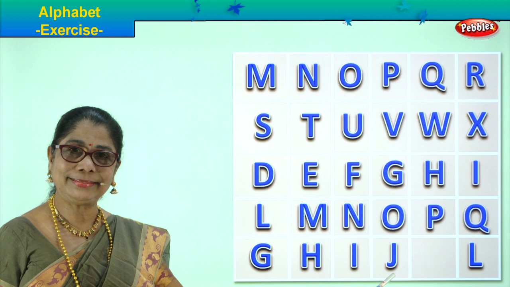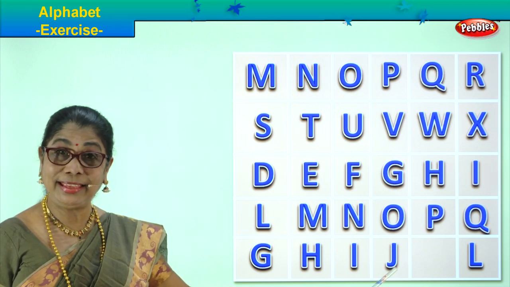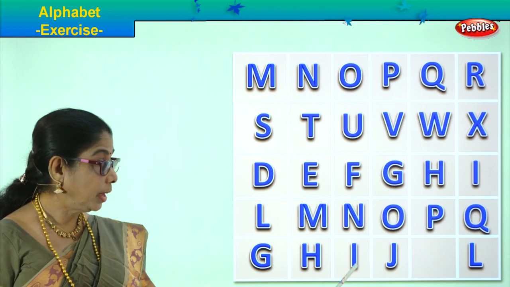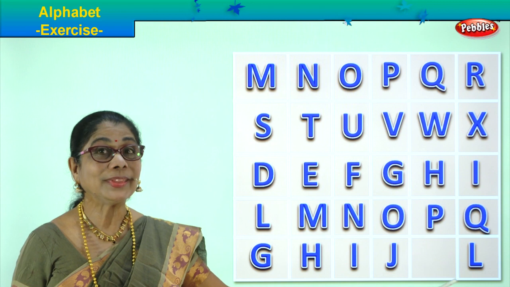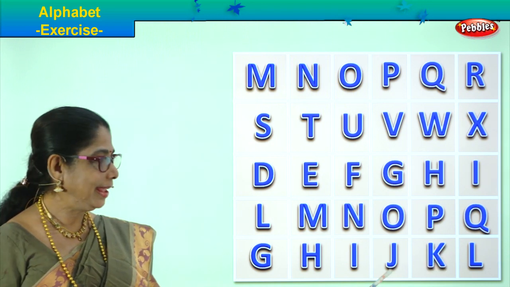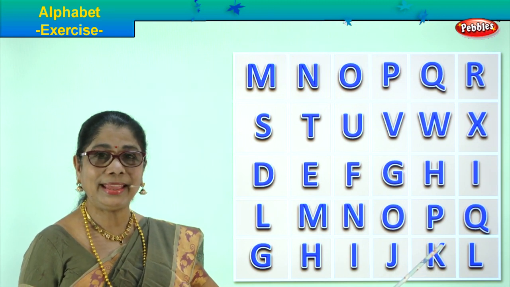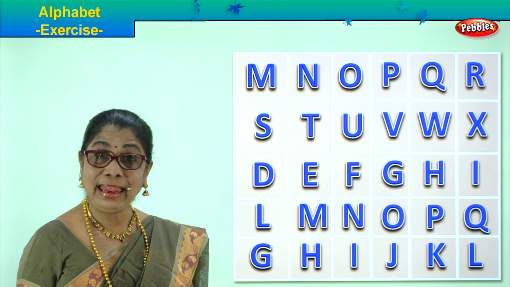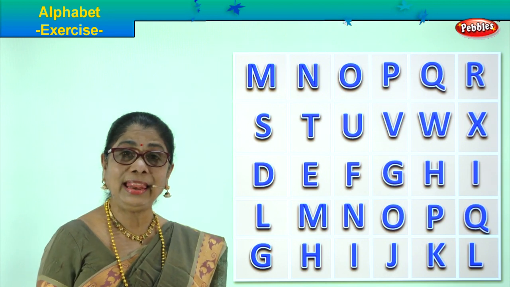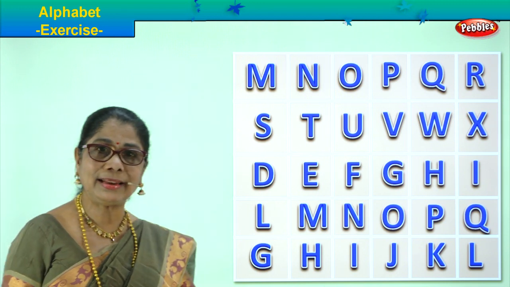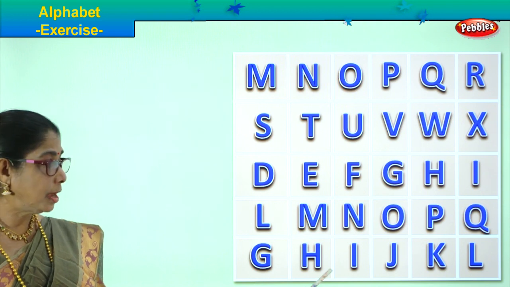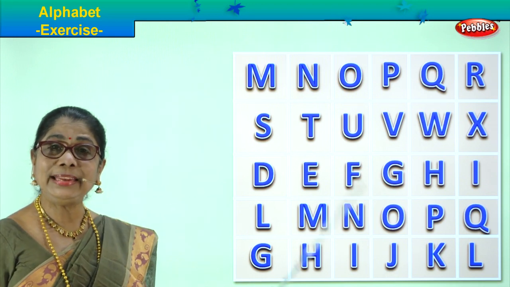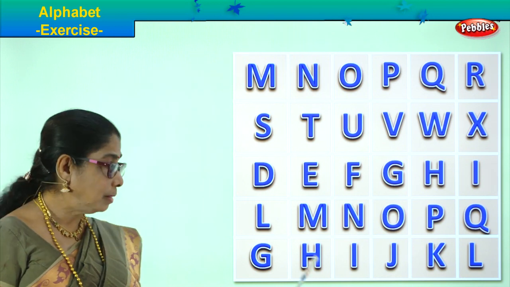Good. What is this letter? Very good. J. Jelly. What is the sound of J? J. Very good. Read this. G, H, I, J. What will follow? Good. K. Kite. What is the sound of letter K? K. Very good. And what is this last letter you see over there? L. Lion. What is the sound of L? L. Good. Let's read the last line again. G, H, I, J, K, L. Very good. Now you can find easily the missing letters, what follows, what comes before.